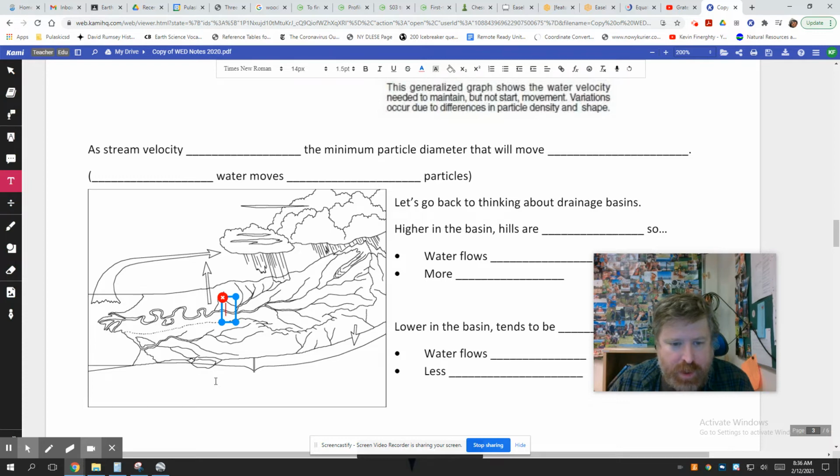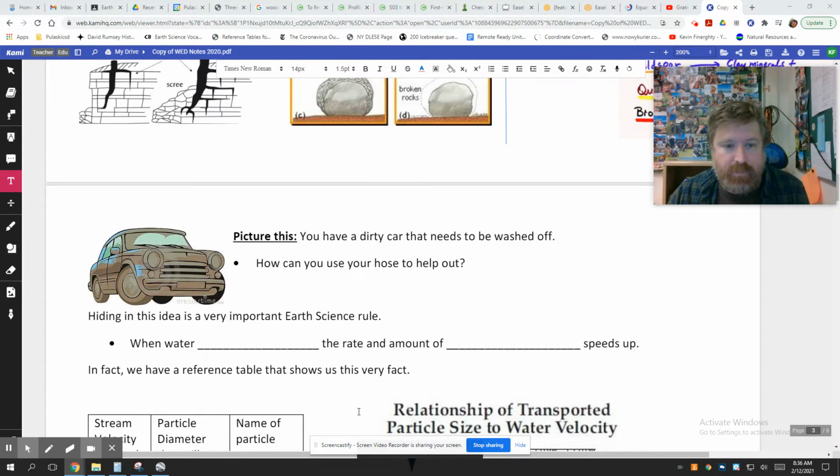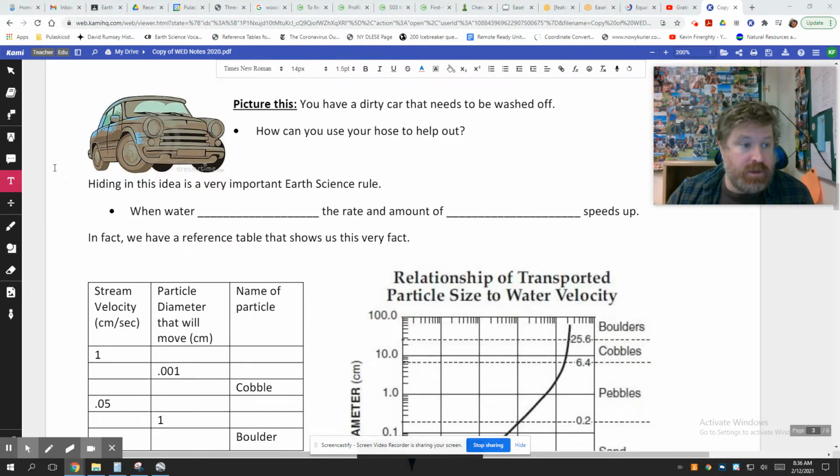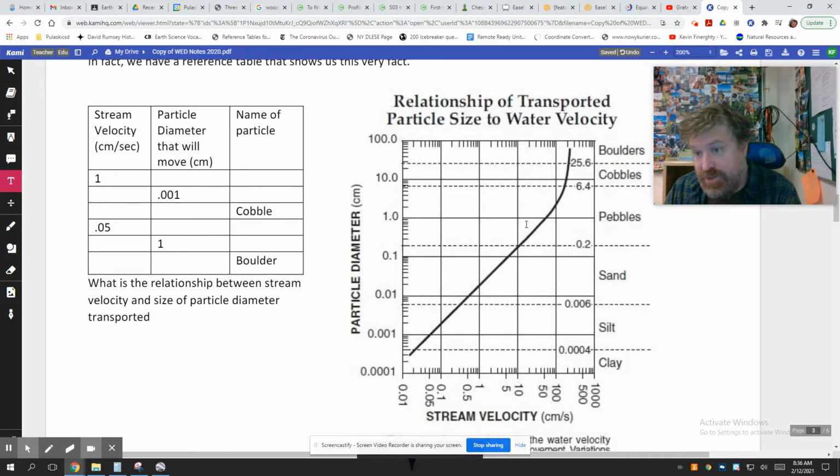We may at one point make this diagram larger and do some stuff with it, but for now, let's just skip the bottom of that page. Call it okay. This is an unconventional year. All right. So the dirty car idea: when water speeds up, the rates and amounts of erosion speed up. This reference table, the last thing we do in this video, demonstrates this idea. The line represents what speed of water it takes to move a certain particle diameter.